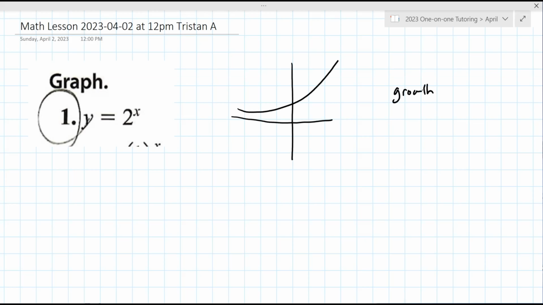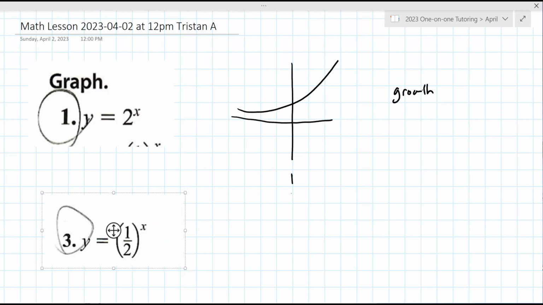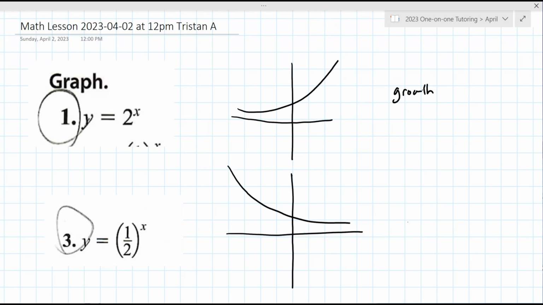These others here, if you want a better graph than what I'm doing, you can absolutely go there. So number one is a growth function. I'll talk about why in a moment. It's related to number three, which is not a growth function. It's a decay function. What is the main difference between one and three? What do you see?